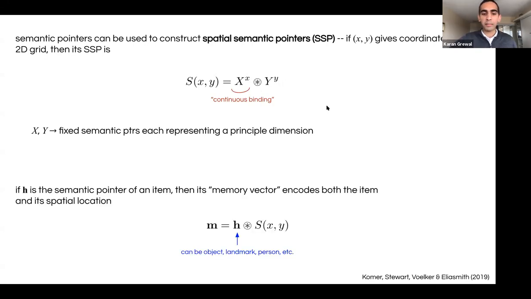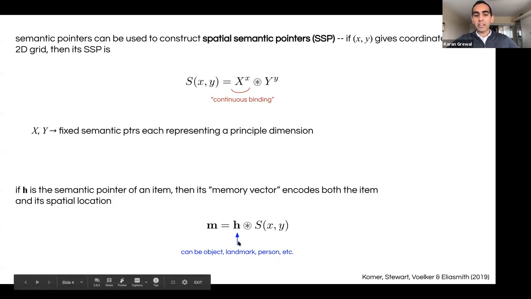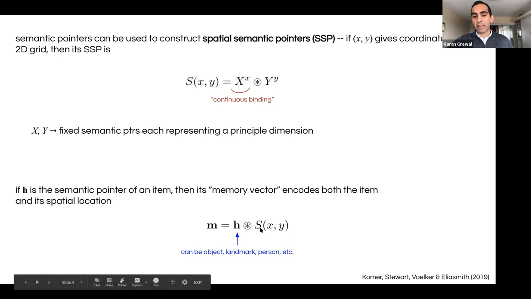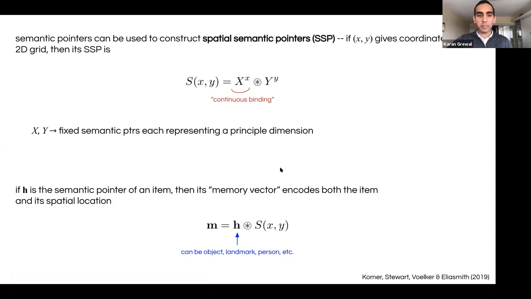And I guess the neat thing here is that they aim to show that when you have a concept like H, so H can be just a regular semantic pointer for something like an object, landmark, or person, or something else, then you can actually bind that together with its spatial semantic pointer, so that you're sort of binding the concept with the location. So you can say if a certain landmark is at a certain position, you can bind that landmark with the position that it's in, and then since it's derived like this, you can actually figure out the location of some object by taking H inverse and binding it together with this. So there's just a bunch of arithmetic going on here.